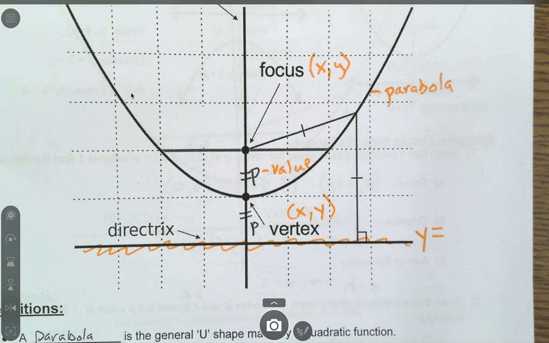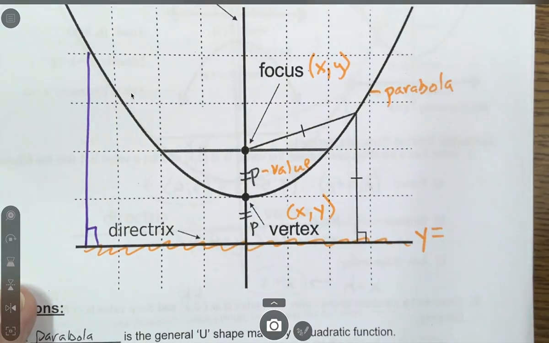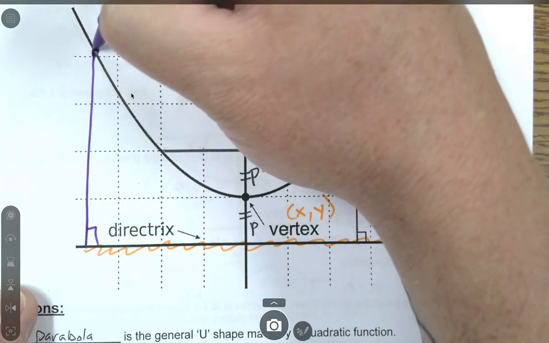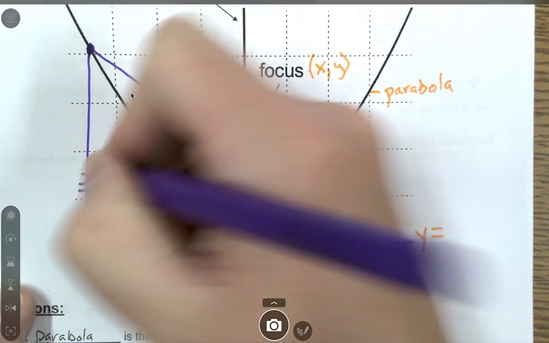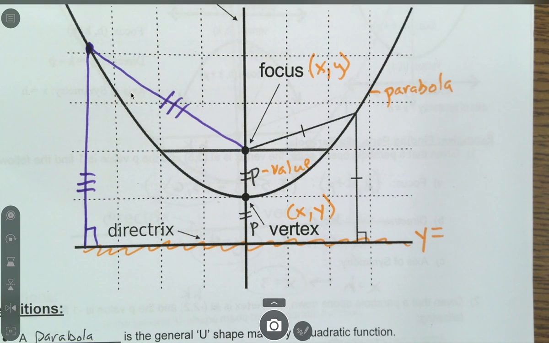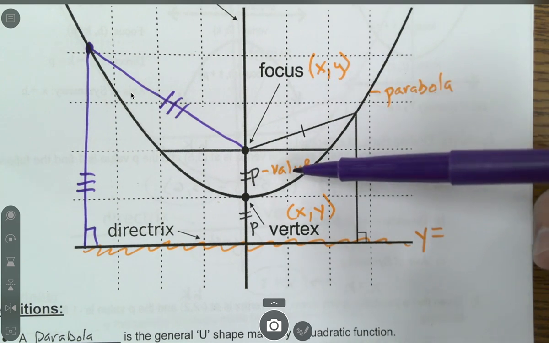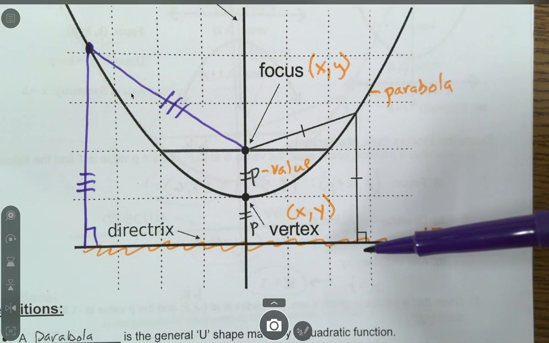Like if I were to pick a point on the left side and go straight up at a right angle, this location that I'm circling should be the same distance to the focus. So those are the same distance. That's what the directrix and the focus are. What we're going to discuss is how do you find the coordinates of the focus, how do you find the p-value, and how do you find the equation of the line of the directrix.